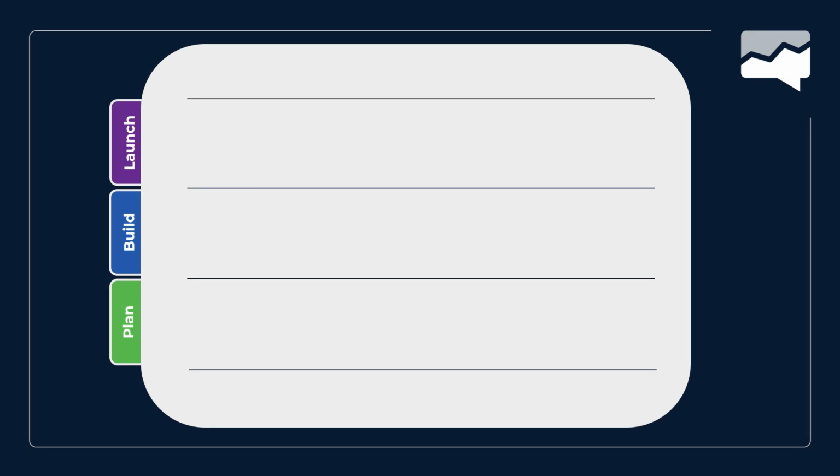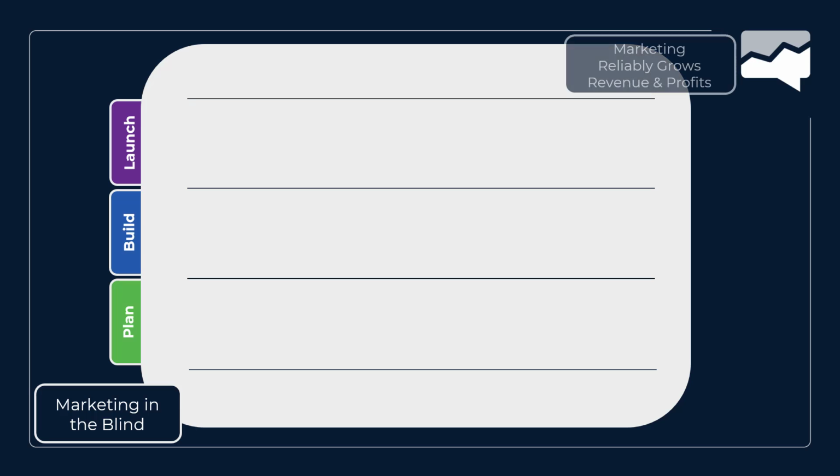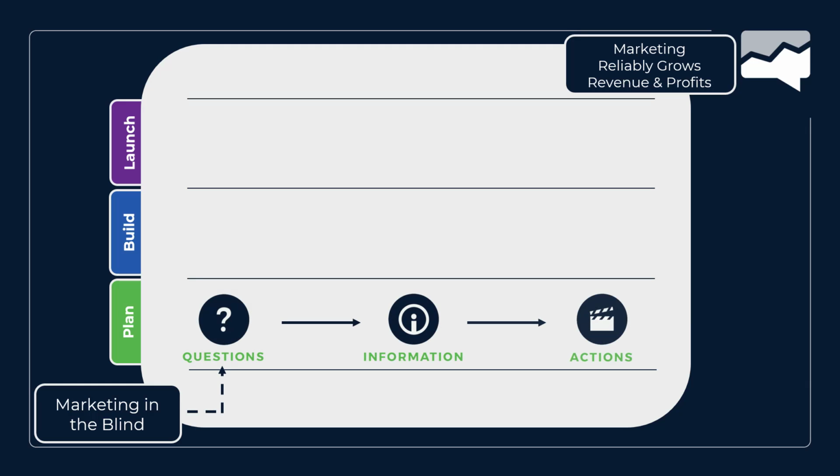We always start with the framework and how this fits in. Obviously, we're marketing in the blind. We want to get to the point where we reliably grow revenue and profits just using measurement as a system. How do we do that? Questions, gathering the information to get the answers and knowing what actions we're going to take. Then we go into the build.